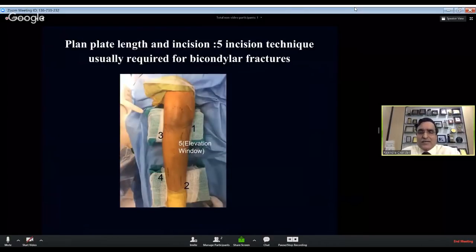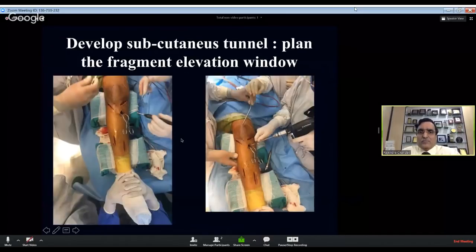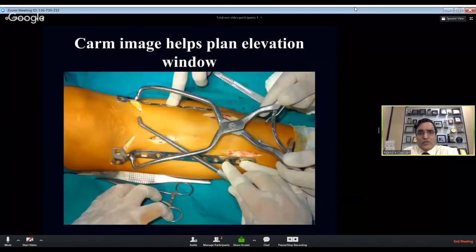Now, after deciding about the incisions, we plan the plate length and 5 incision technique. I call this the 5 incision technique. We take the medial incision, the distal end, the proximal lateral end, the proximal distal end, and an elevation for a window whenever required. This is the setup to develop the subcutaneous tunnel by a scissor and a long periosteum elevator so that we get good tissue healing.